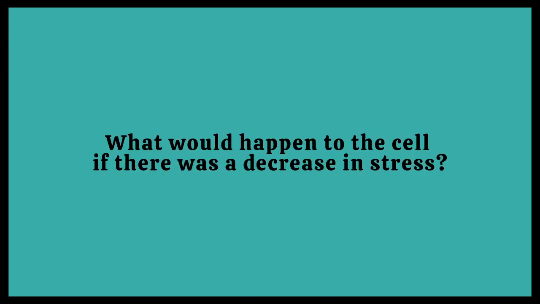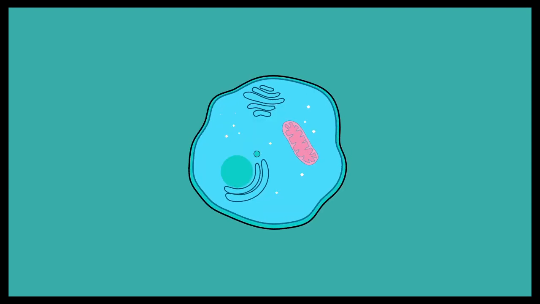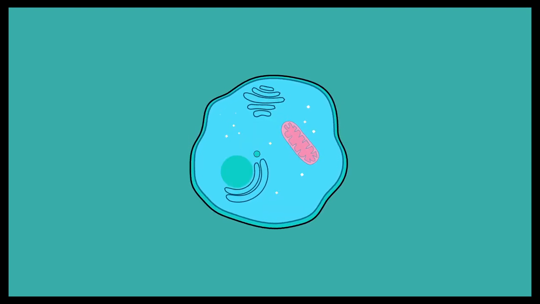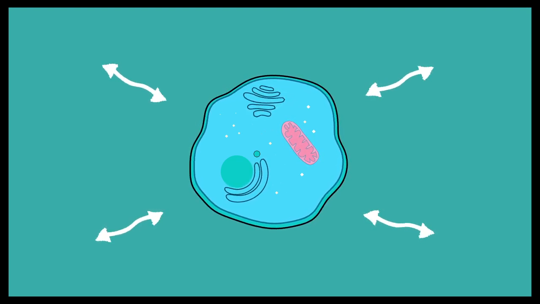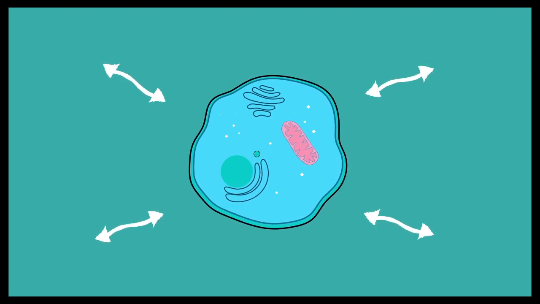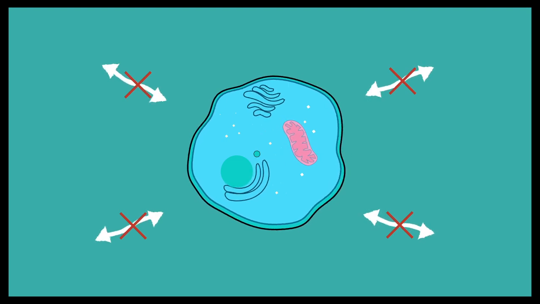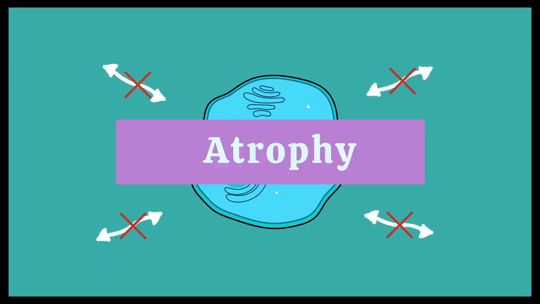We talked about what the cell does when there is an increase in stress. But what would a cell do when there is a decrease in stress? For a cell to maintain its functions, there is a constant feedback regulation system that passes on signals back and forth. If the cell doesn't get these signals, or in other words, the cell has decreased stress, the cell adapts by undergoing something called atrophy.